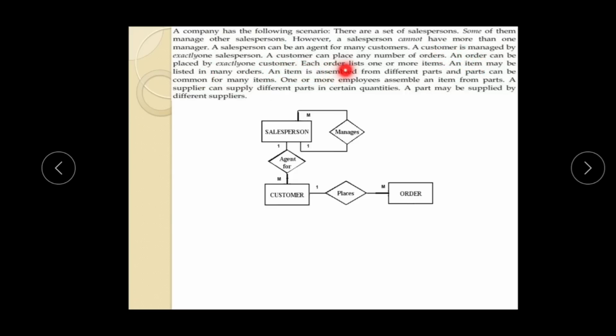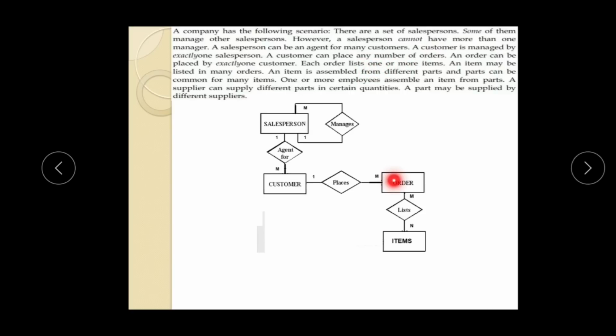Next one: each order lists one or more items. That is our next relationship. Clear? In the reverse way, an item may be listed in many orders. A single item may be listed in many orders. So the cardinality ratio is many to many. It is specifically given in the question paper.